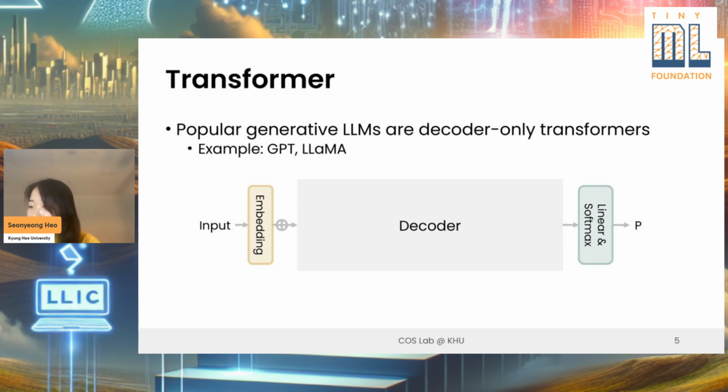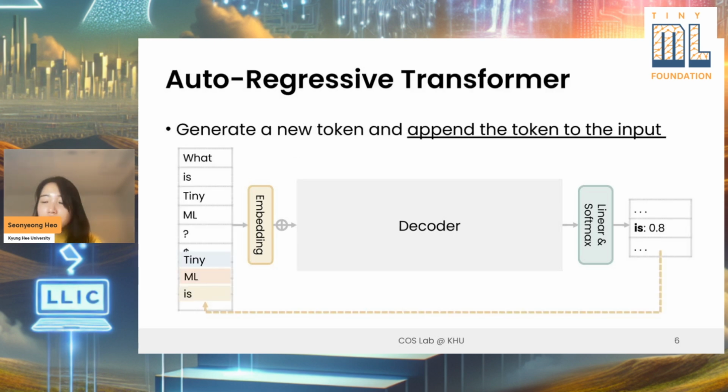Unlike the original transformer, many popular generative LLMs such as GPT and Llama are decoder-only transformers, which directly take the input and make a prediction based on the input. So in this talk, we will consider decoder-only transformers. Those decoder-only LLMs are often called autoregressive transformers, in that they generate a new token and append the new token to the input to generate the next token after it.